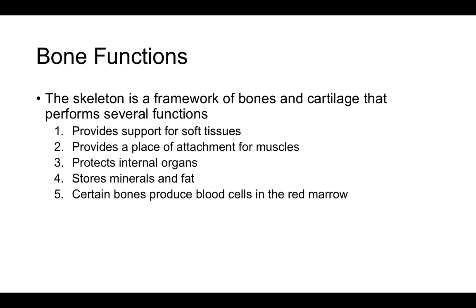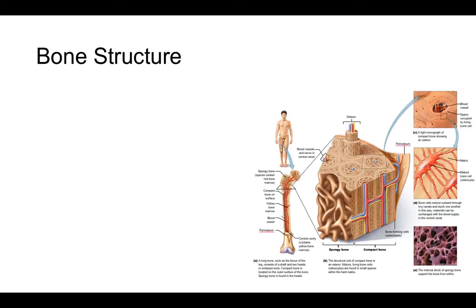And certain bones can produce blood cells in the red bone marrow. This is primarily of importance within children where red bone marrow is more prevalent. However, in adults, this is also how we produce red blood cells, with the red bone marrow being located in only specific bones and not all of them.